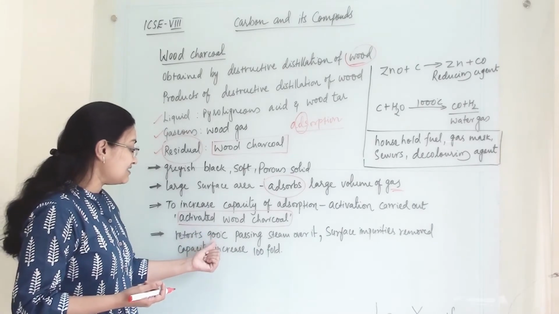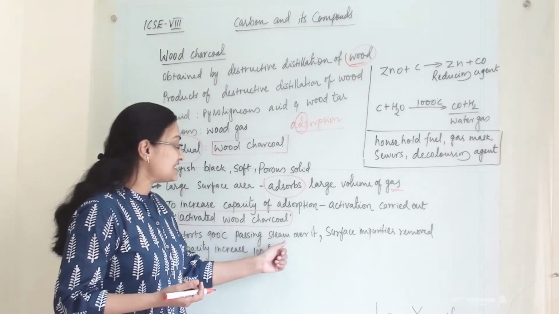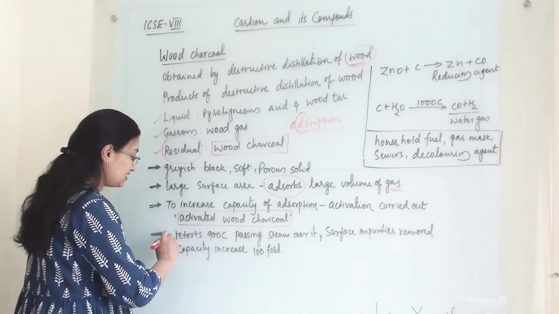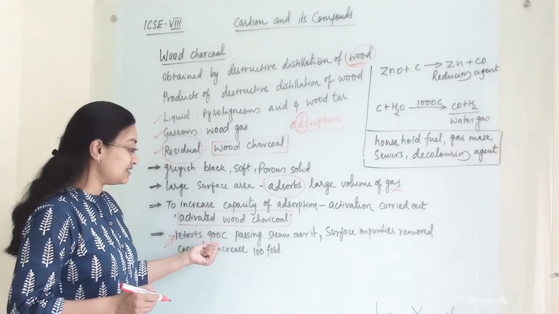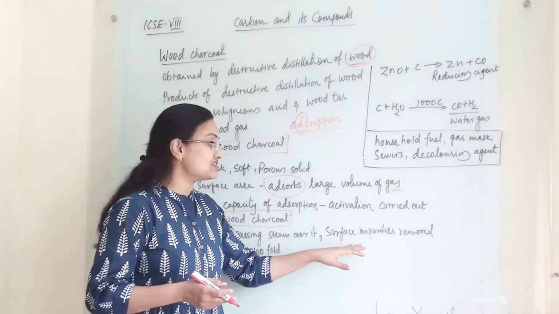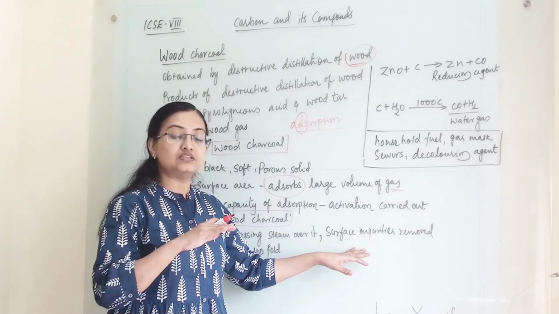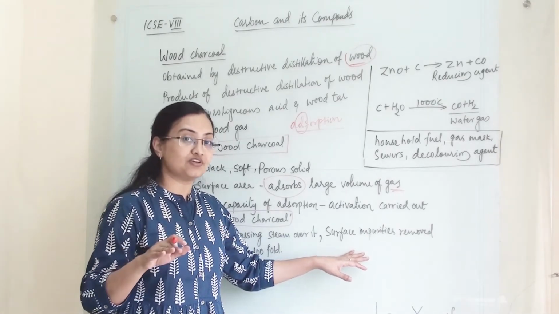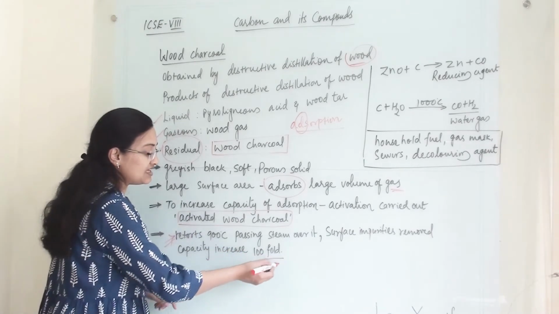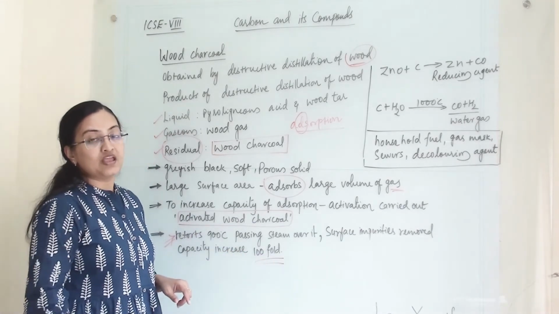Retorts at 900 degrees Celsius, passing steam over it. How can we activate that? This is the process for that. It is retorted at 900 degrees Celsius and steam is passed over it, so that the impurities remaining on the surface of the charcoal will get removed. So that's why this capacity will increase 100-fold.